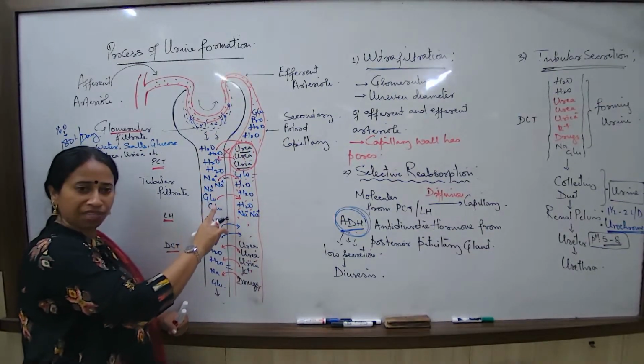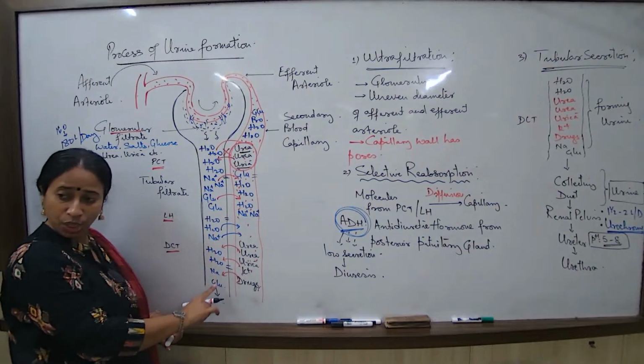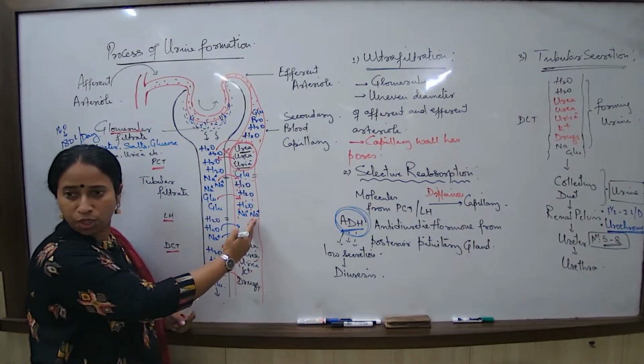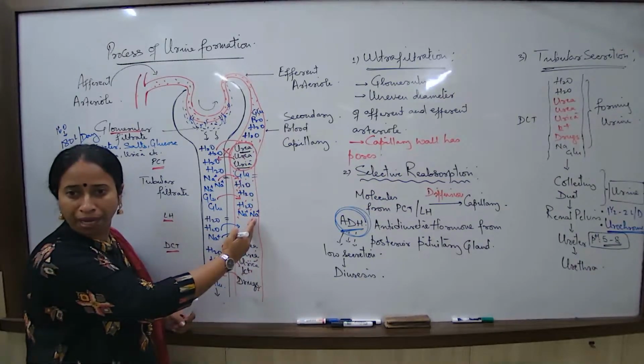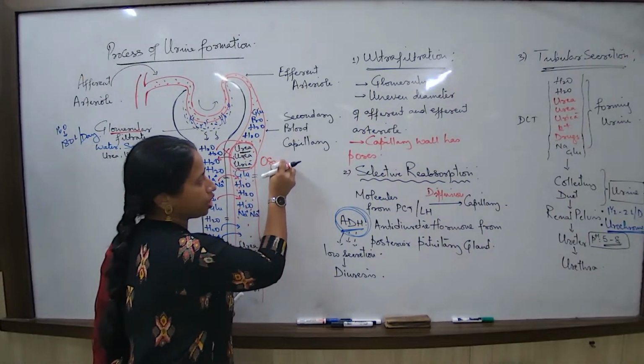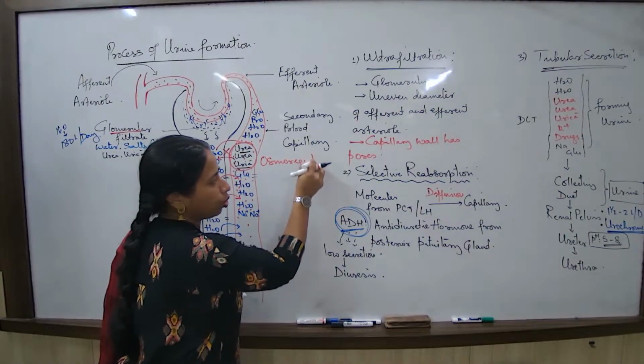By this process of reabsorption and secretion, what is happening? The volume and the composition of the blood is getting restored back. So what is this process known as? This process is known as osmoregulation.